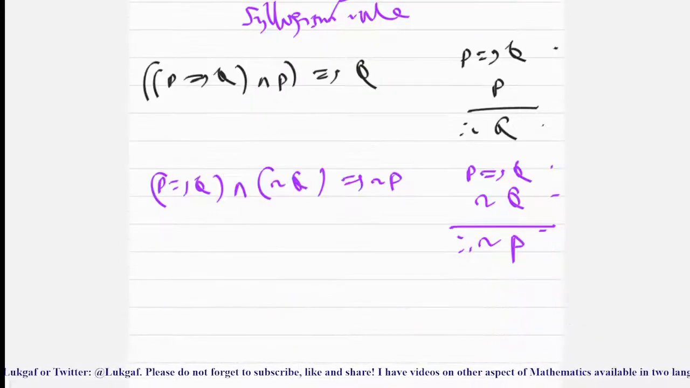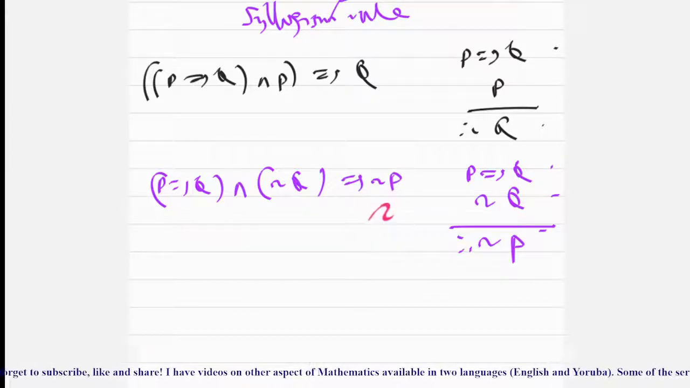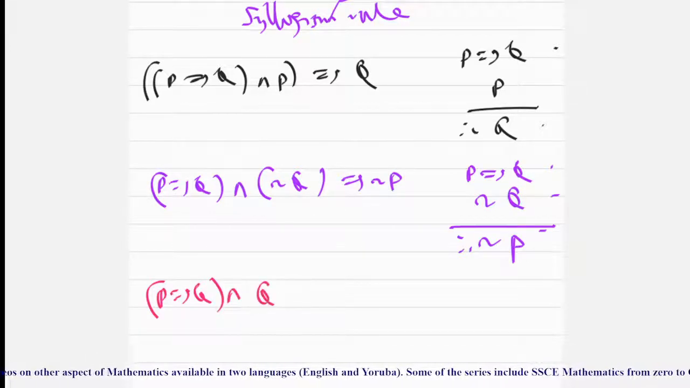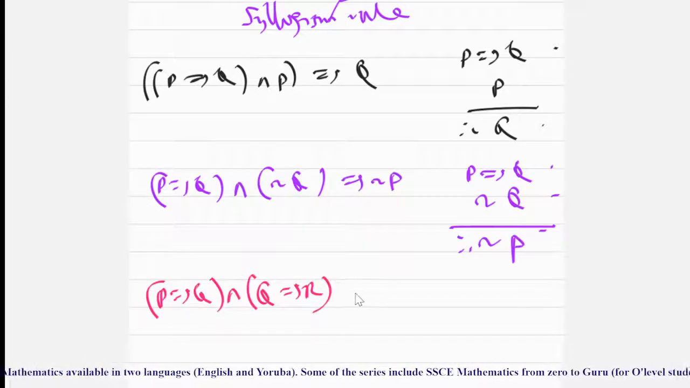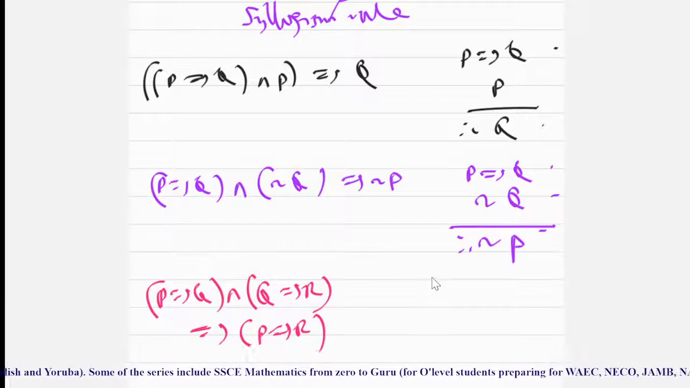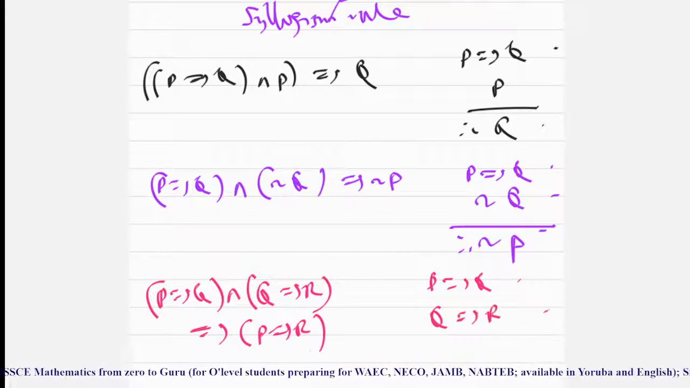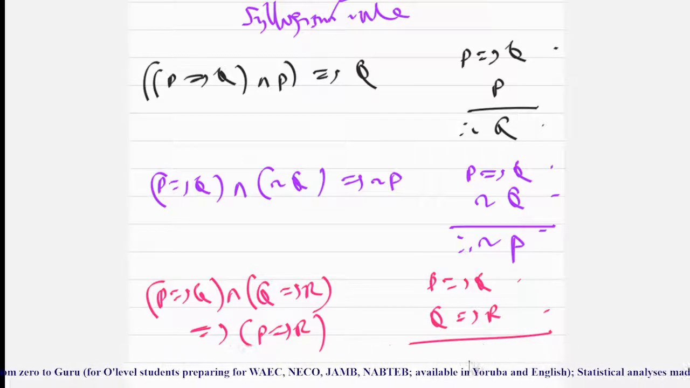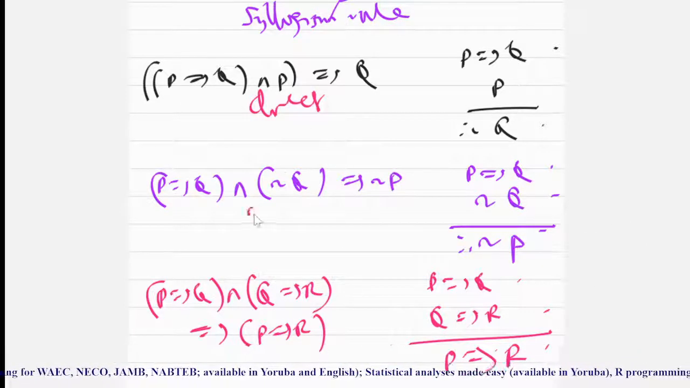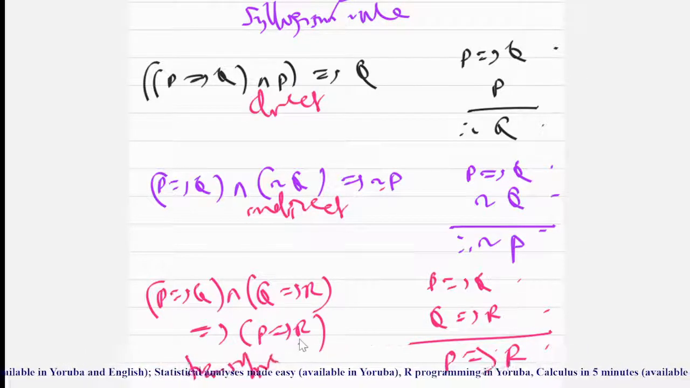And lastly, you can have a transitive argument, or transitive reasoning. When you have P implies Q and Q implies R, this implies P implies R. And how do you write this in argument form? That is P implies Q, Q implies R. Therefore, conclusion, P implies R. You can see it is very simple. So this is direct, indirect, and this is transitive, or you call it the law of syllogism.